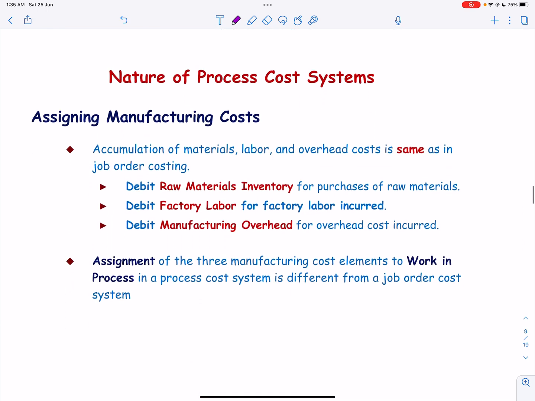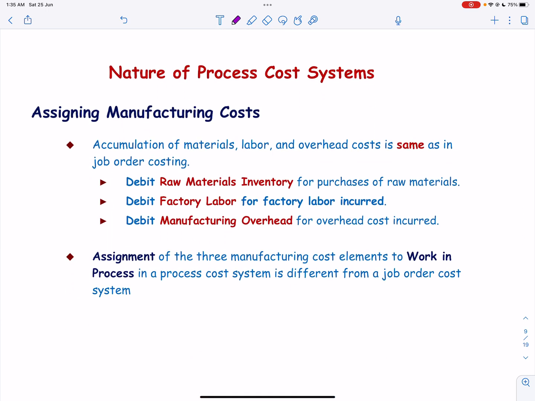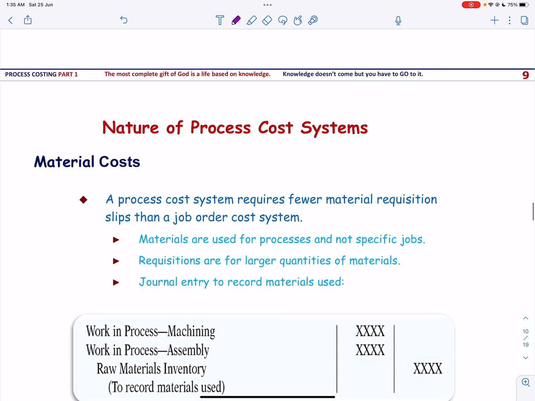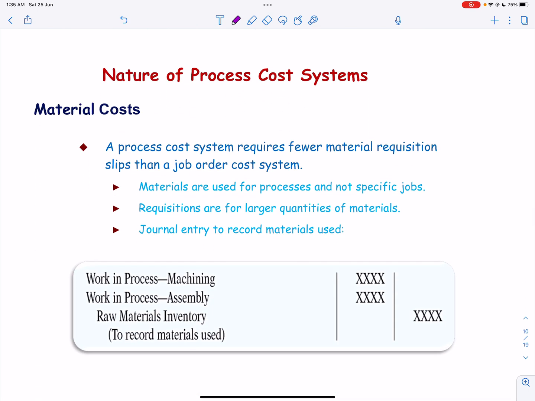As already stated, the accumulation of the cost of material, labor, and manufacturing overhead is the same in a process cost system as in a job order cost system. All raw material issued for production is a material cost to the producing department. Let us see how companies assign these manufacturing cost elements in a process cost system. We will start with material cost. All raw materials issued for production are a material cost to the producing department.